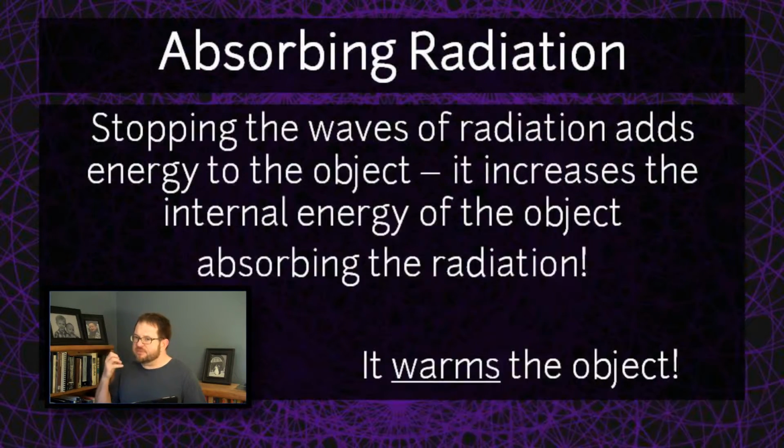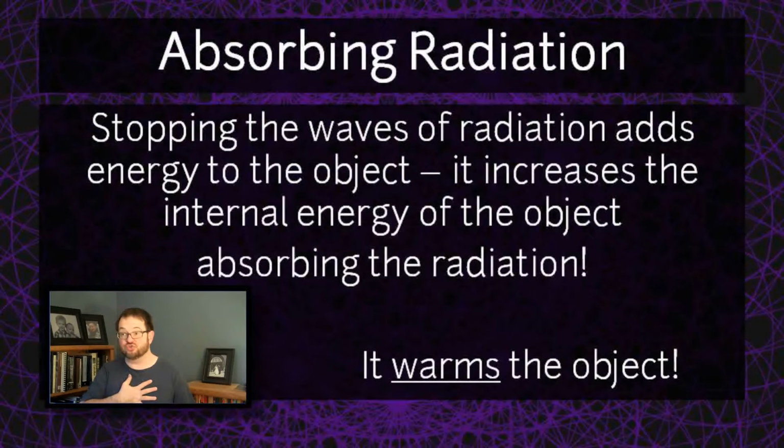We've been talking about radiation being emitted by an object and how emitting radiation is a cooling process. It extracts internal energy from the object doing the emitting and sends it off into the world in the form of radiation waves in the electromagnetic field. In the same way, absorbing radiation is stopping the radiation that is passing through the object. And stopping these waves of radiation adds energy to the object doing the stopping. It increases the internal energy of the object.